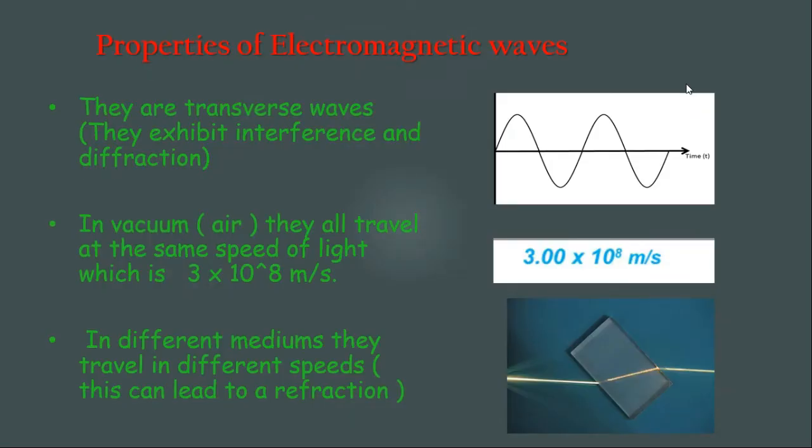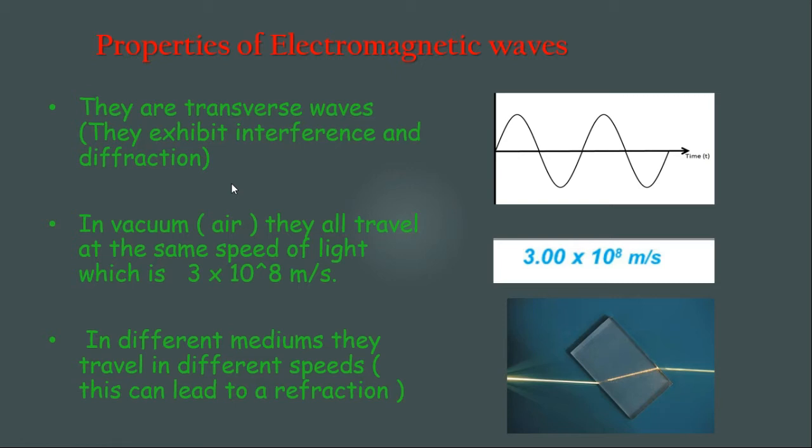Properties of electromagnetic waves. All electromagnetic waves are transverse waves. Do you remember transverse waves? Here are transverse waves. The waves that move up and down, and they are perpendicular to the direction of motion of the wave. Okay? So electromagnetic waves, all of them, are transverse waves, not longitudinal waves. They exhibit interference and diffraction.